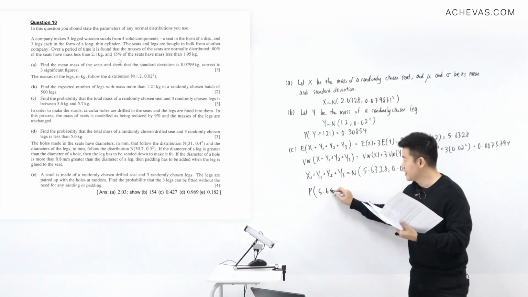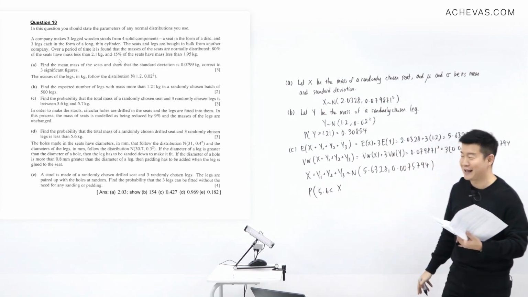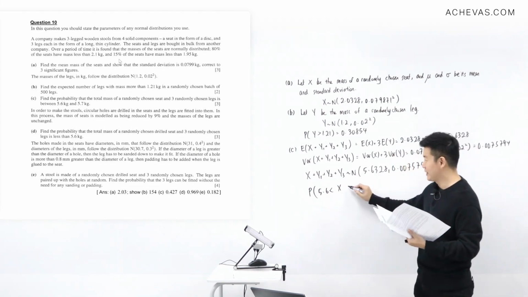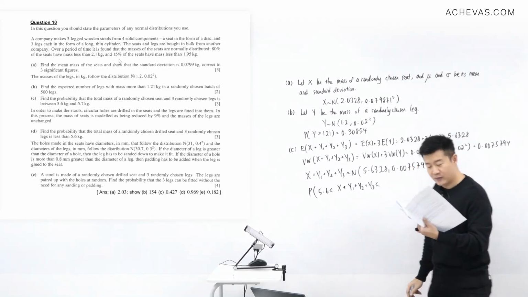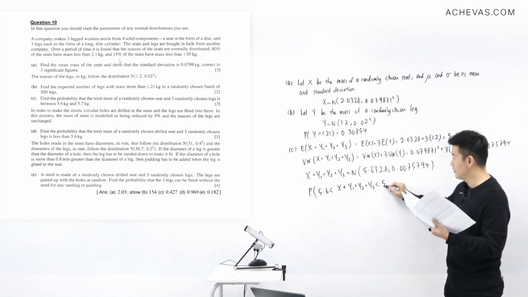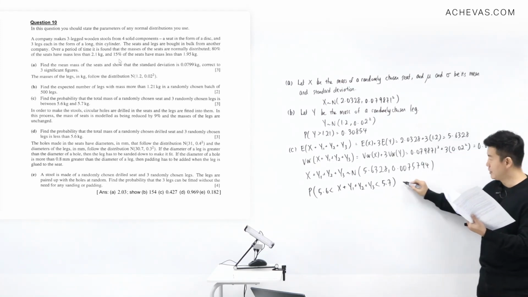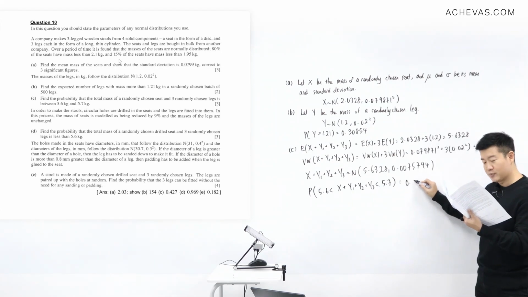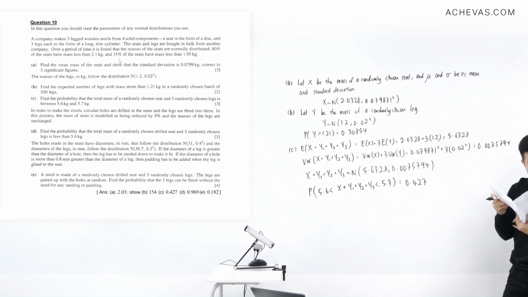So there's no x1 here. It's just a 1x, so it is just going to be x. So x plus y1 plus y2 plus y3 is going to be between 5.6 and, according to the question, 5.7. We're going to press this into the calculator to get the probability. The probability is equal to 0.427. Let's next take a look at part D.